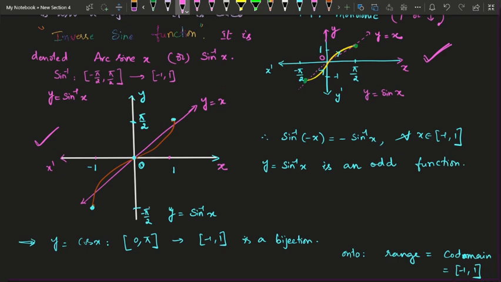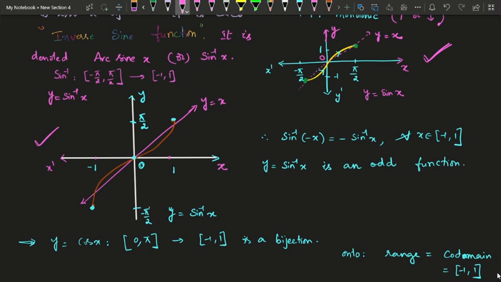So it must be the reflection of the bijective sine function in the line y equals x. Obviously it is an odd function: sine inverse of minus x equals minus sine inverse x, for all x belonging to the closed interval minus 1 comma 1. Every odd function is symmetric about the origin, whose branches are in opposite quadrants.